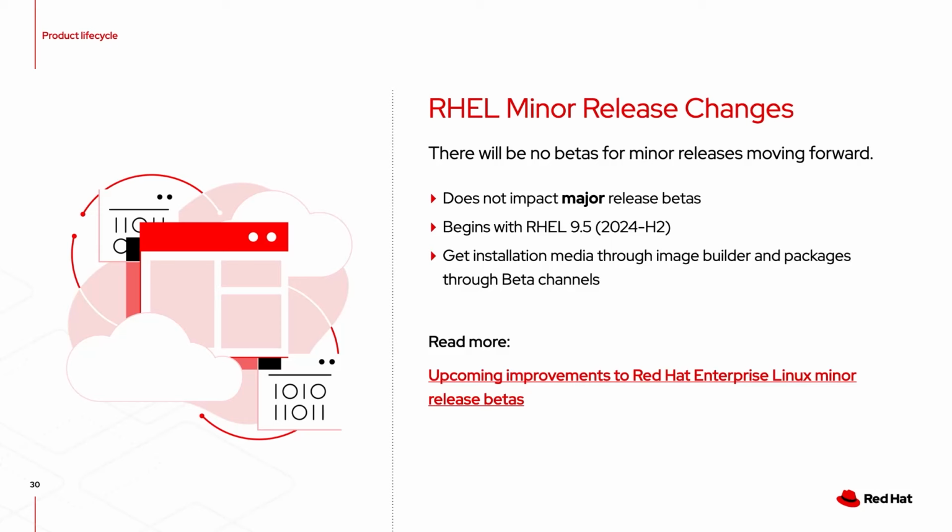So in about 6 months, in our next release, you won't see a minor release program, but you will see a beta announcement. If you want to find out more, go check out our blog entitled Upcoming Improvements to Red Hat Enterprise Linux Minor Release Betas. That is, of course, on the Red Hat blog.